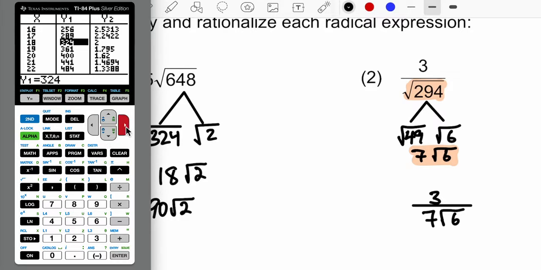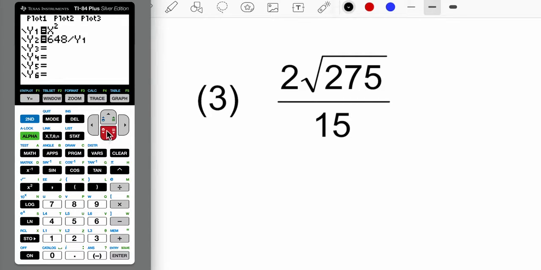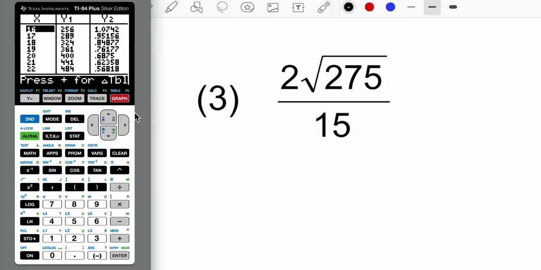But now I would know 324 times 2 is equal to 648, and also, since 324 is in my list of perfect squares, I know that that's going to be a perfect square factor. So like in the next one, 275, the only adjustment I would make is to change my 648 to 275. Now this one's probably a little easier because it's got a 75 in it, so odds are 25 is going to be one of the factors. But, you know, we have this technique.